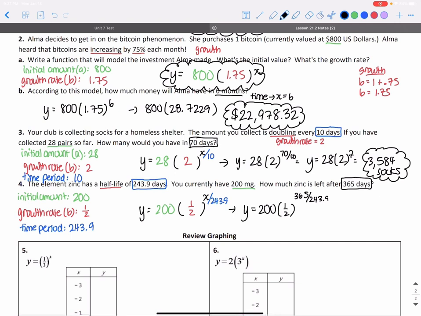This is going to give me y is equal to 200 times 1/2 to the 1.4965 power. And 1/2 to the 1.4965 power times 200 is going to give me, rounding to the nearest hundredths place, 70.88 milligrams.